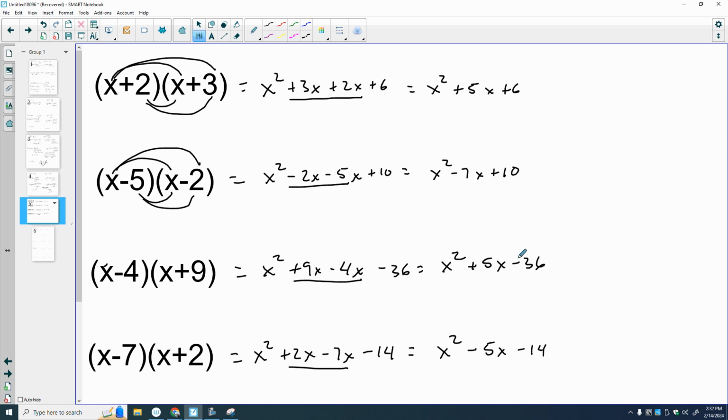Okay, let's summarize. When this sign is negative, the last term, the term that doesn't have an x, when that sign is negative, these two signs will be different. And when these two signs are different, my like terms' signs are different. And when I combine like terms that are different, I actually will subtract them. So 9 minus 4 gives me a 5. I take the sign of the larger. 7 minus 2 is 5. Take the sign of the larger. Okay, that is crucial. If you don't understand this, my way of explaining things is not going to make sense.